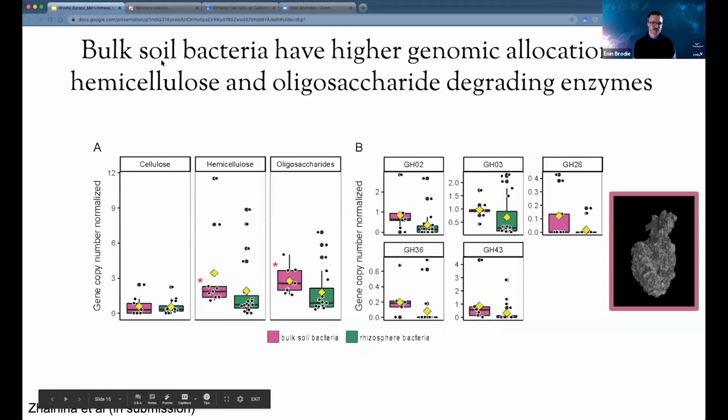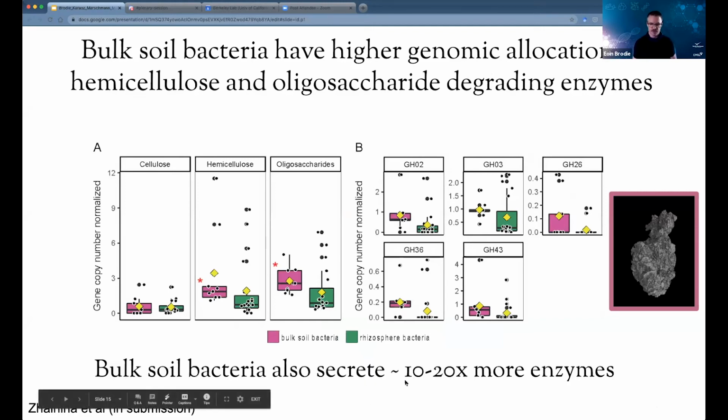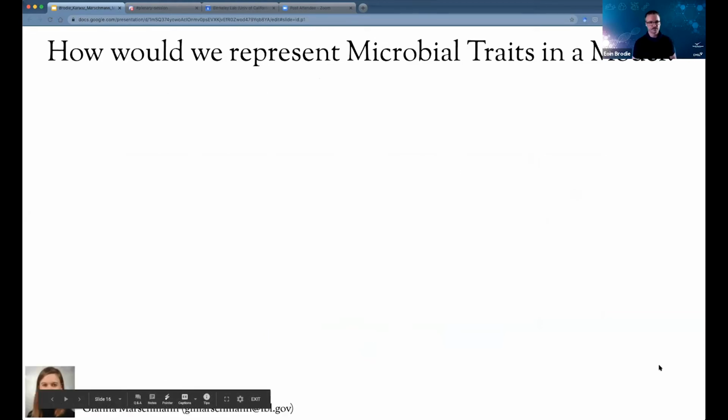Now, Kate has taken this further and more recently has shown that, yes, the bulk soil bacteria have higher genomic allocation to extracellular enzymes, particularly for hemicellulose and oligosaccharide degrading. And interestingly as well, using proteomics, she has shown that bulk soil bacteria secrete roughly 10 to 20 times more enzymes than the rhizosphere bacteria. So that would be a cost to the bulk soil bacteria in this environment. Okay, so I'm going to hand it over to Gianna Marschmann now, and Gianna's going to tell us how we would represent these traits in a model.